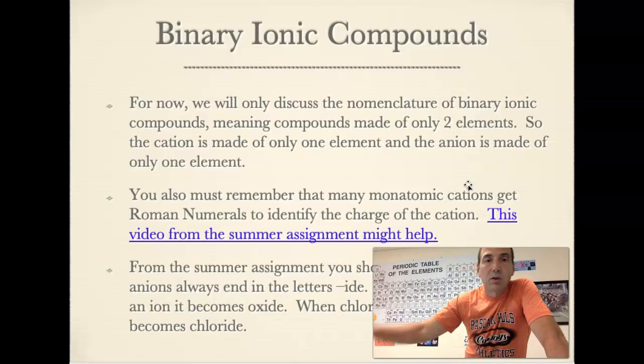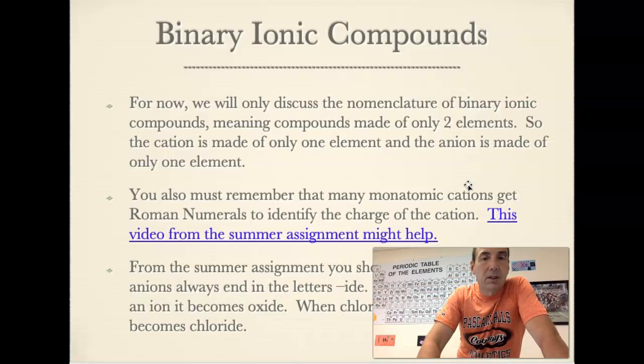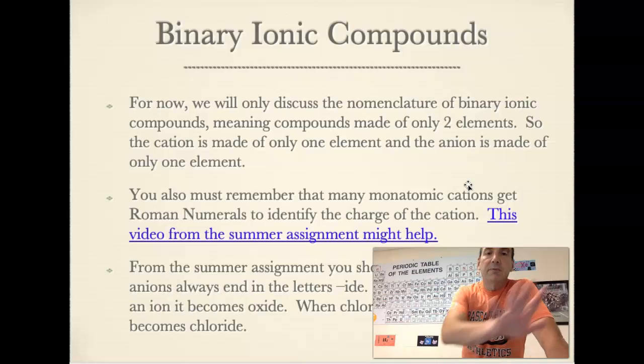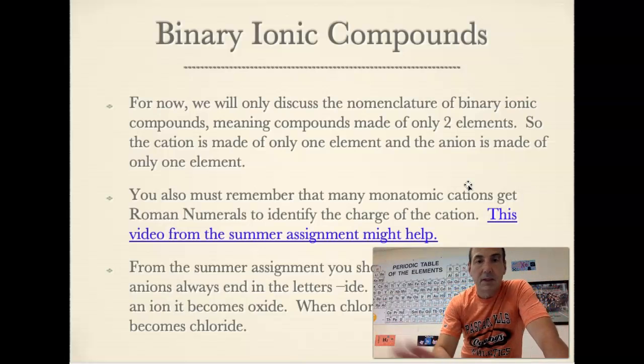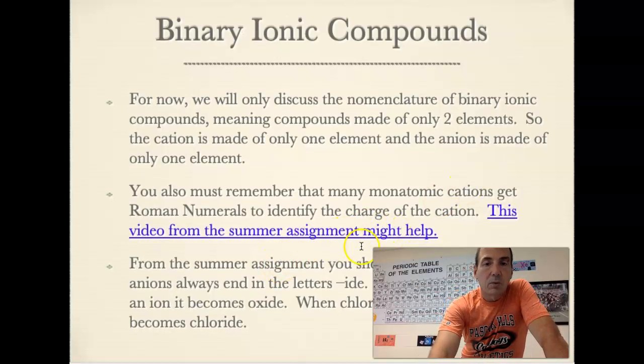We'll come back to larger ionic compounds in another unit. Okay, so now we're just talking about two elements. The first element is the cation. The second element is the anion. That's it. And again, you can go back to the video for help on the summer assignment. Not going to do that.